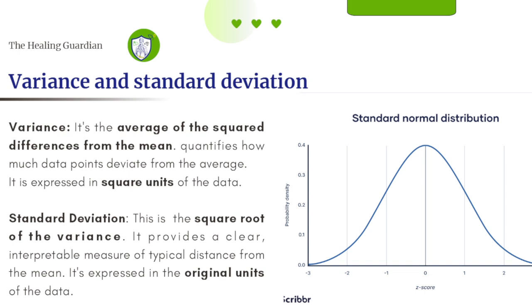It provides a clear, interpretable measure of typical distance from the mean because it is expressed in the original units of data. So if I get my standard deviation as 15, it means the value I was measuring is 15 units from the mean.